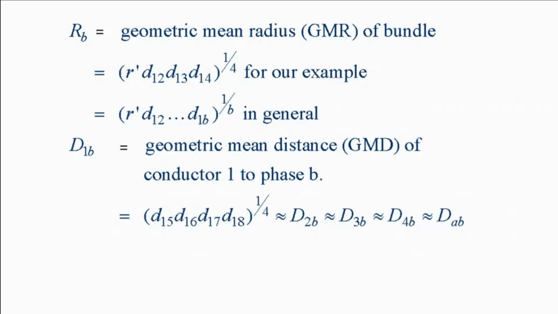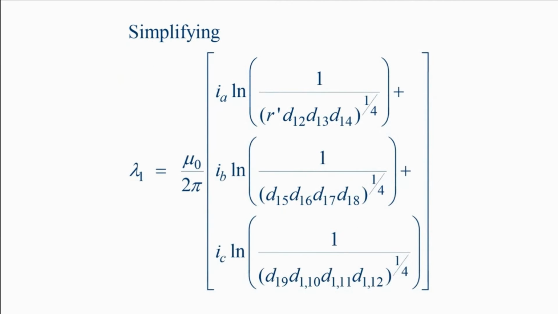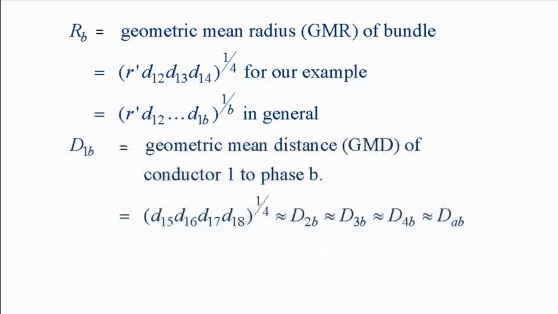The second term is related to the distances from phase B. Again, I'm going to get the geometrical mean distance now. That one is GMR, this is GMD. That one is a radius, this one is a distance, because I stepped out from phase A to the other phases. I'm talking about distances now. Again, you saw the terms D15, D16, D17, D18, these terms in the second row.